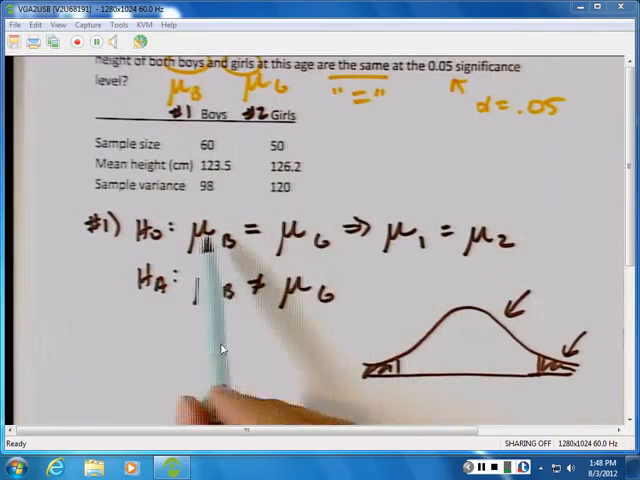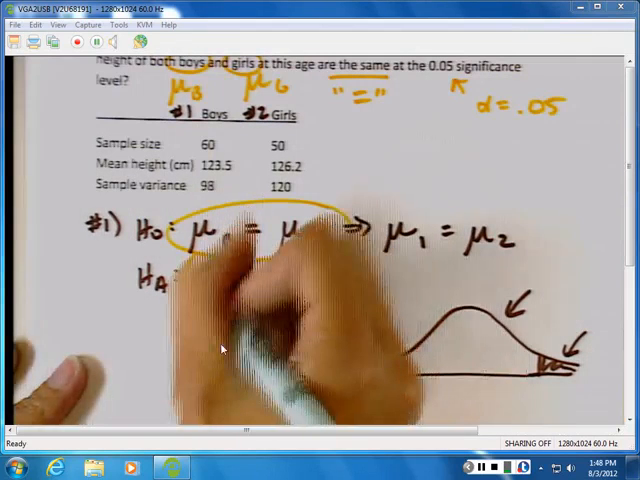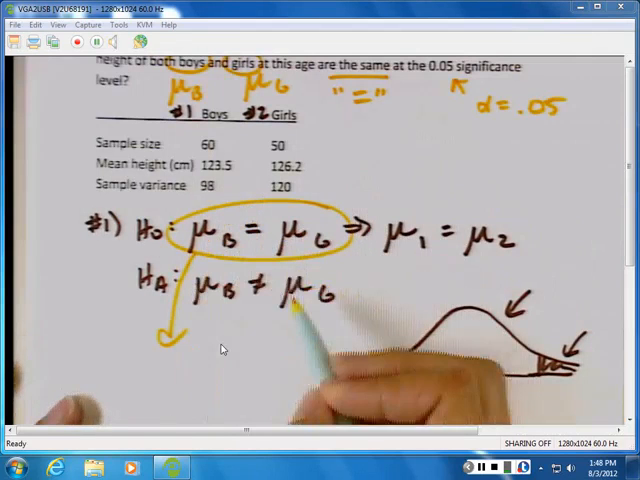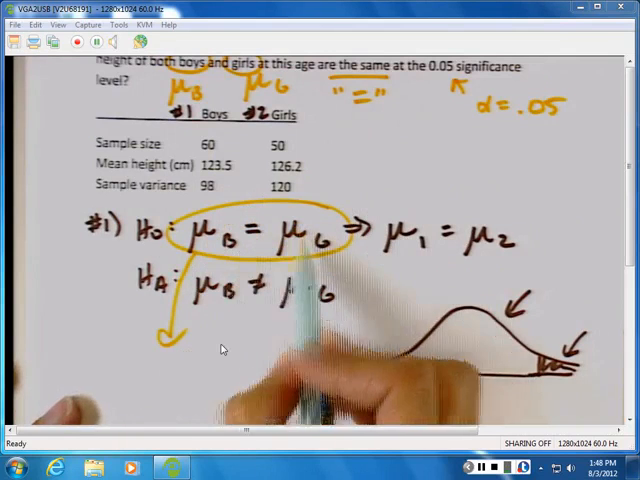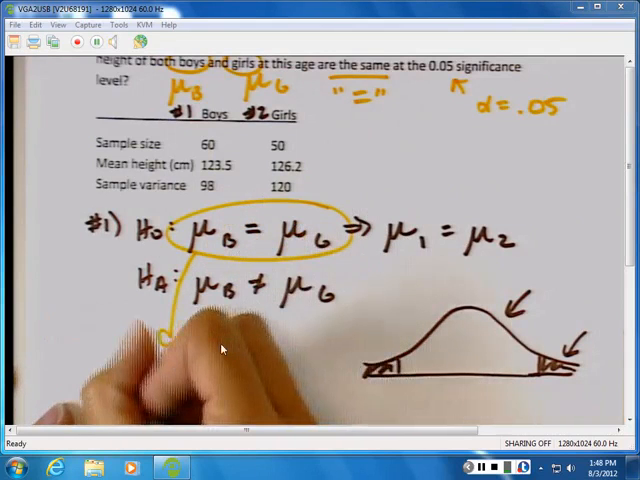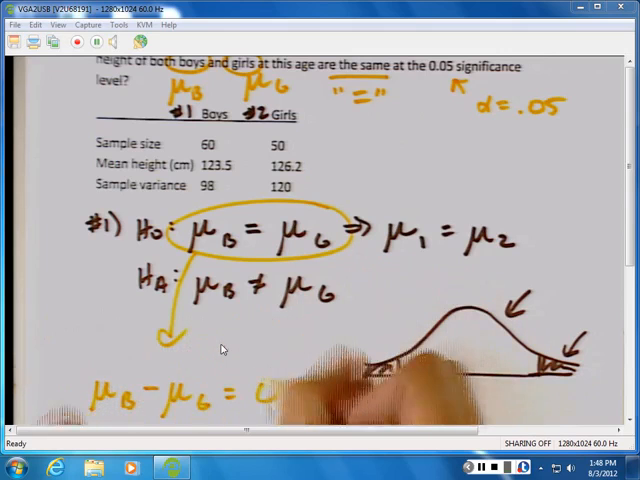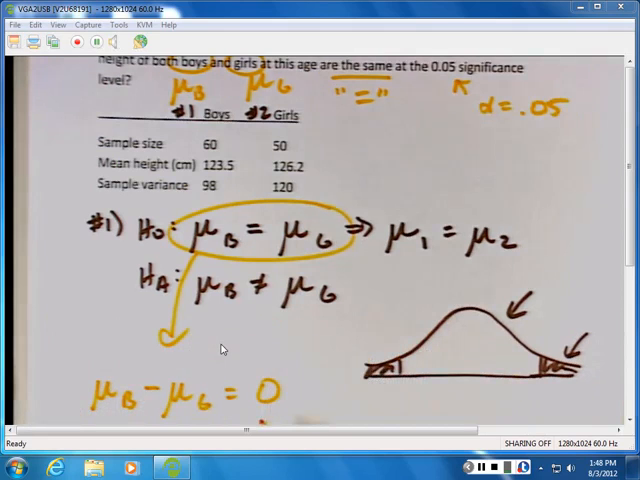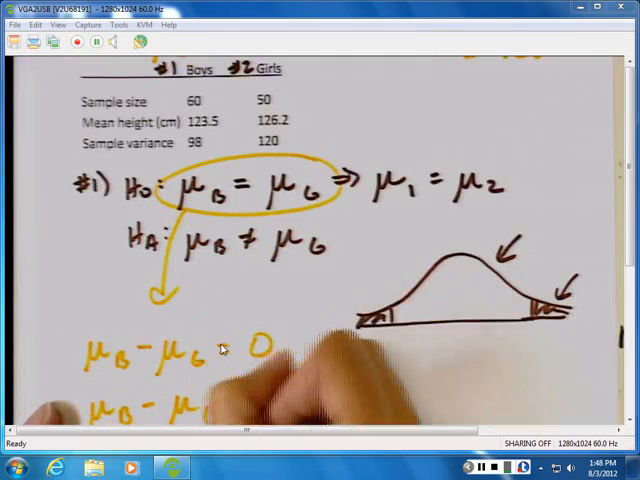So instead of having these two measures compared together, we're actually going to take, just for the sake of the mathematics, you can leave your hypotheses as is, but we're going to take this equation and move one of the means to the other side. So we're going to turn that into a difference. Mu sub b minus mu sub g equals 0. Some books call this a test of the difference.